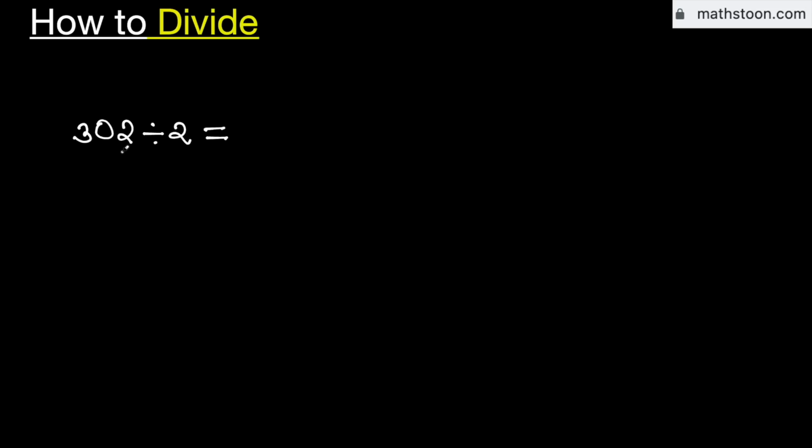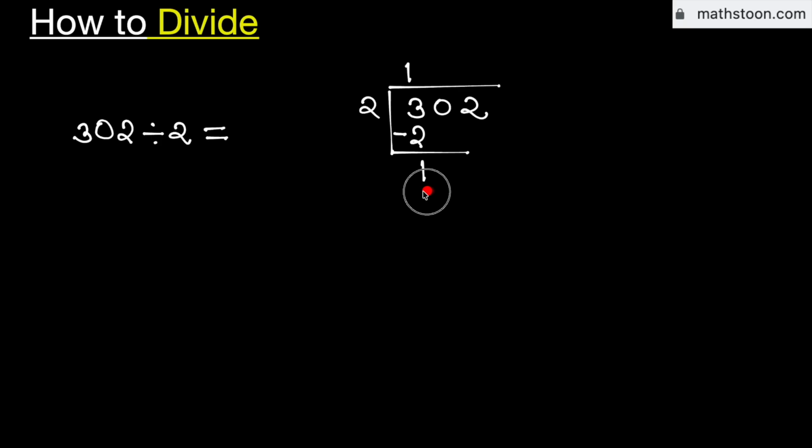In this video, let's learn how we divide 302 by 2 using the long division method. Consider the first digit 3. We know that 2 times 1 is equal to 2. Subtract, we get 1. Now this 1 is less than 2.